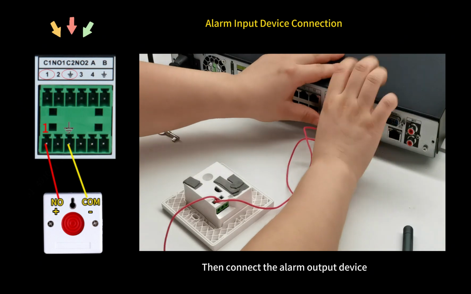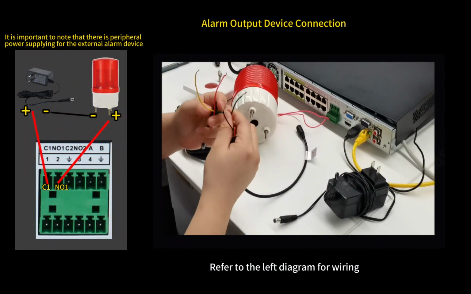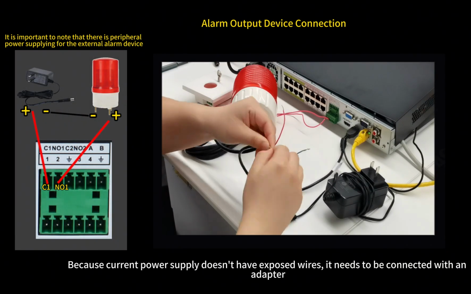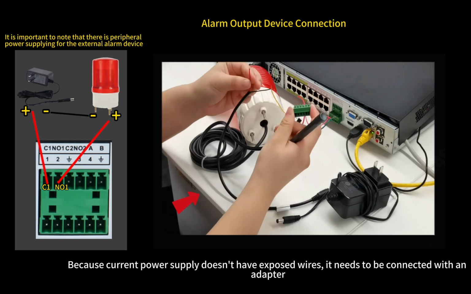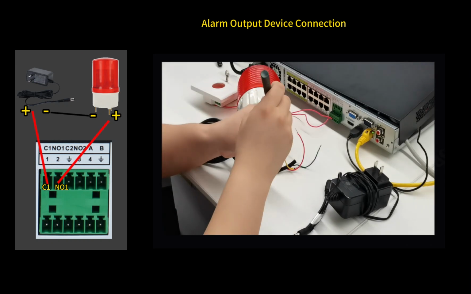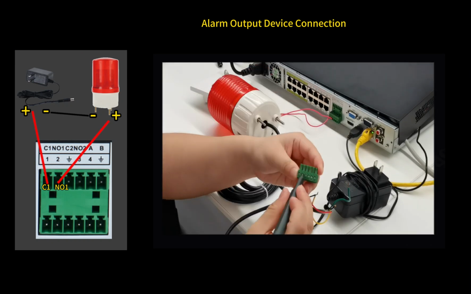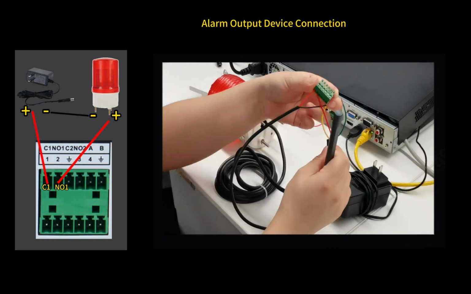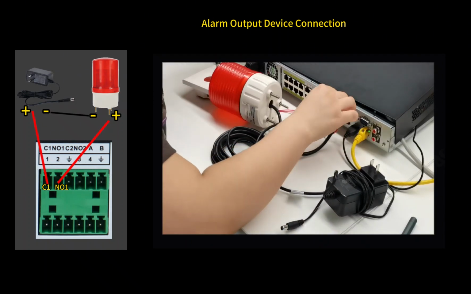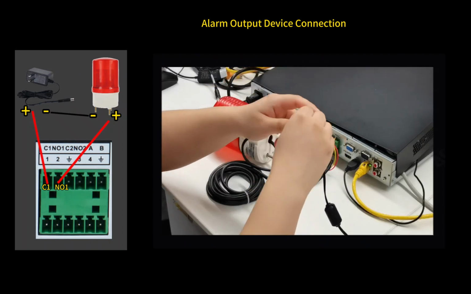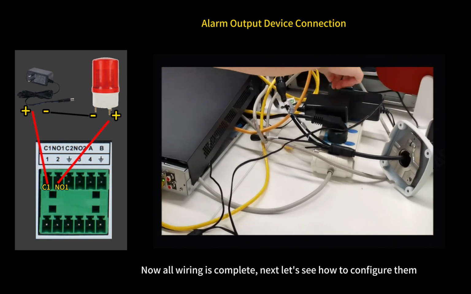Then connect the alarm output device. Refer to the left diagram for wiring. Because current power supply doesn't have exposed wires, it needs to be connected with an adapter. Now all wiring is complete.